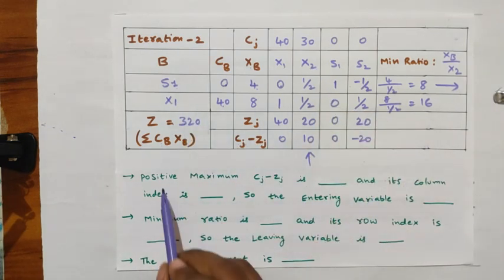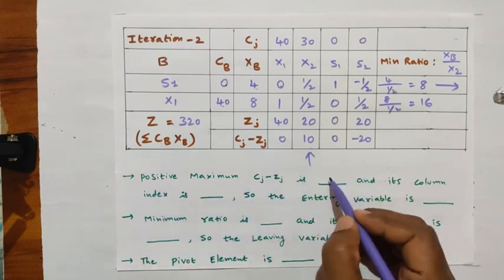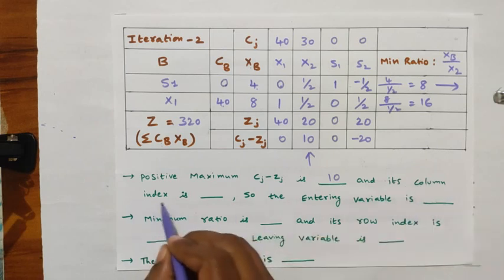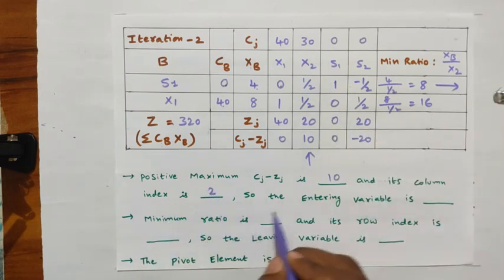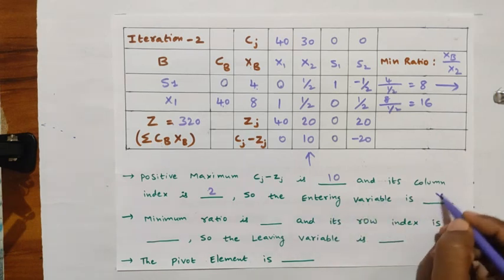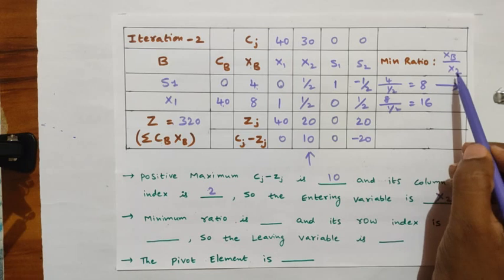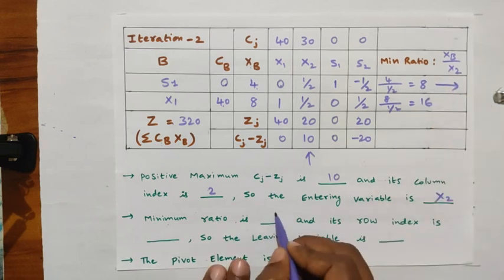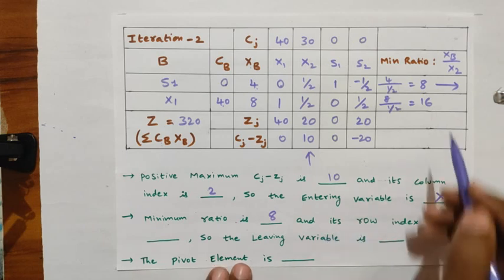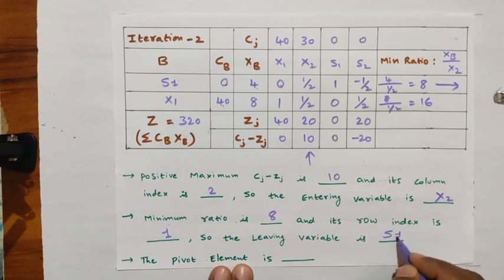And if you see, the positive maximum Cj minus Zj is 10, and its column index is that of X2, that is column index 2. So the entering variable is X2. Similarly, the minimum ratio is 8, and its row index is 1. So the leaving variable is S1.